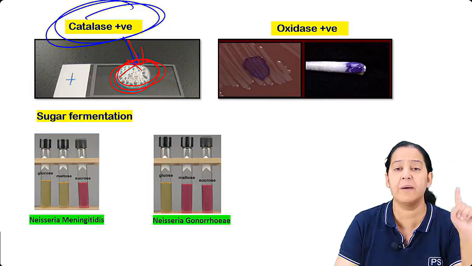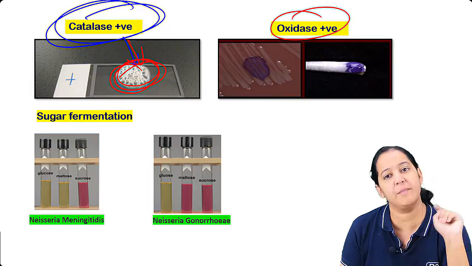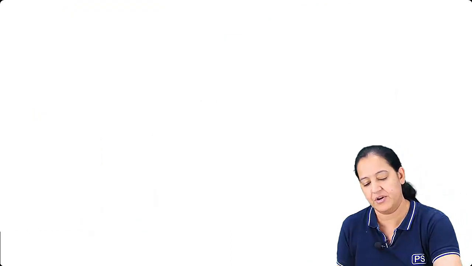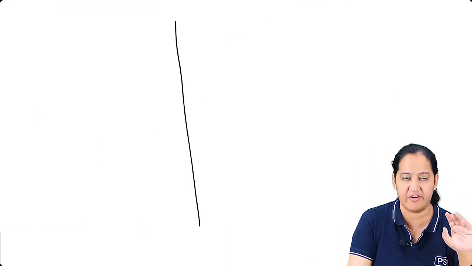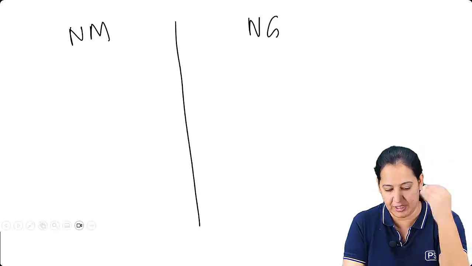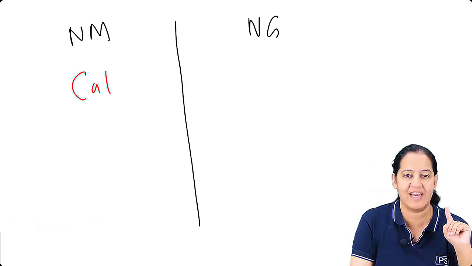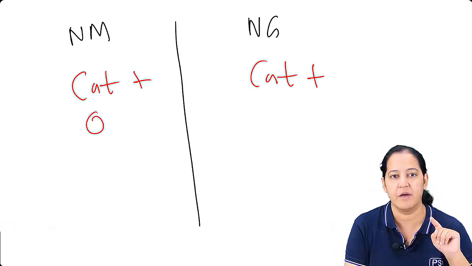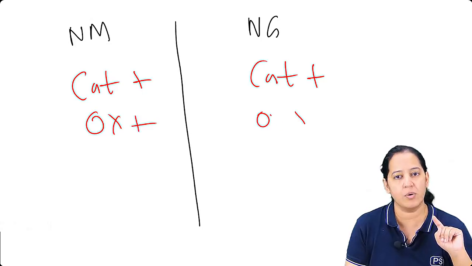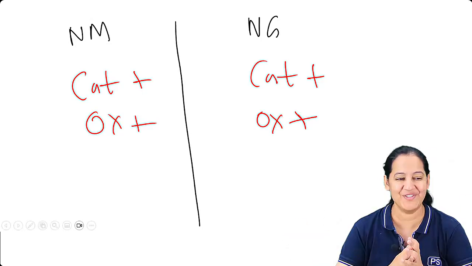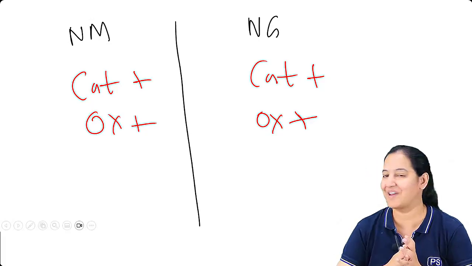Both of them are also oxidase positive, but sugar fermentation differentiates them. I will show you the diagram also. Neisseria meningitidis, Neisseria gonorrhoeae. Everyone look at the screen. I'm saying both are catalase positive, and both are oxidase positive. So catalase and oxidase cannot differentiate them.